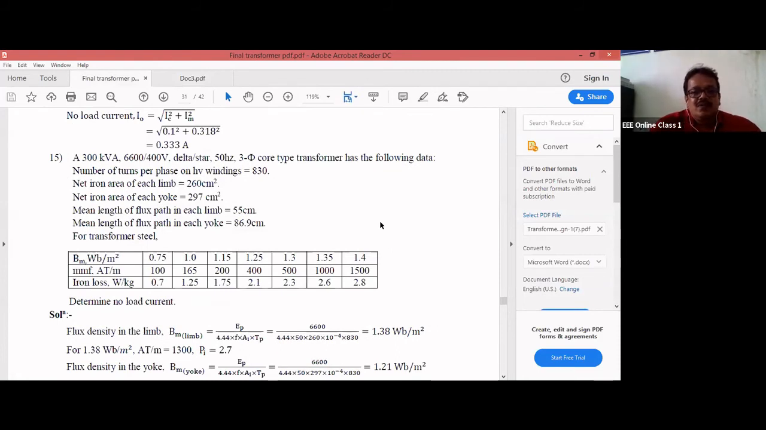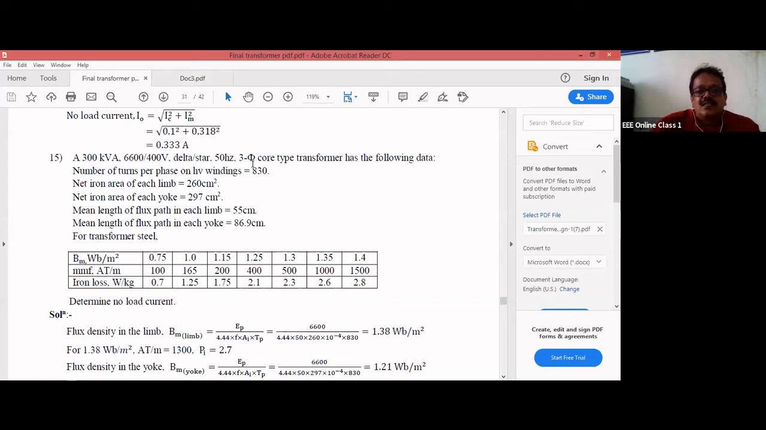Till now, you only did single phase core type. Now, let us take a three phase core type transformer. A 300 kVA, 6,600 by 400 volt, delta star transformer, delta on the primary and star on the secondary.